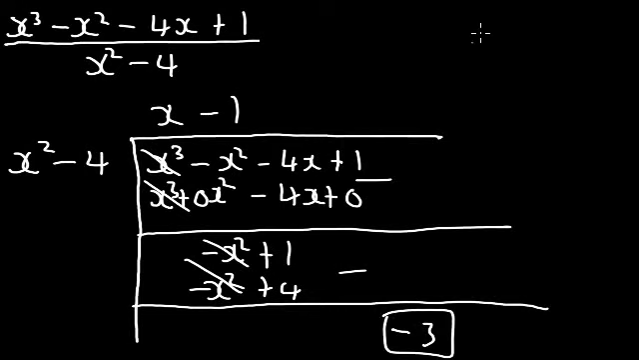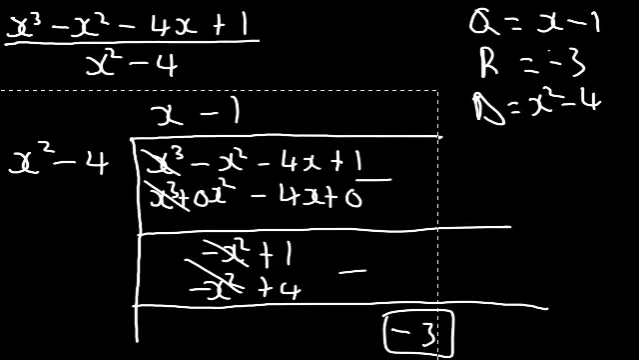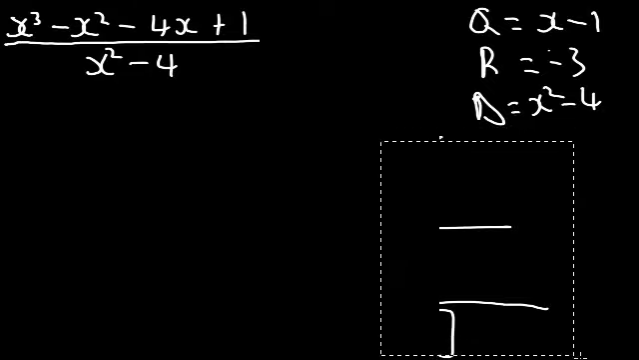So now this is our remainder. The quotient is equal to x minus 1. The remainder is indeed equal to negative 3, and the divisor is equal to x squared minus 4 as supposed. Perfect. Now we can proceed on partializing this compound improper fraction.